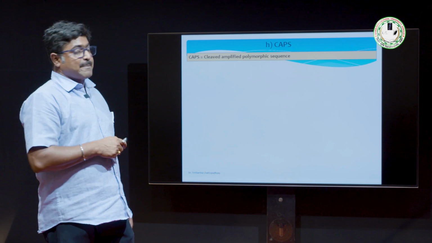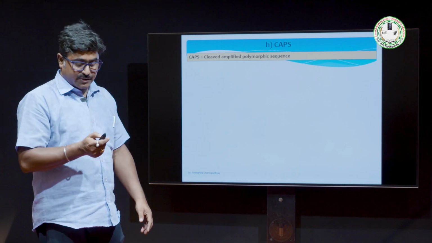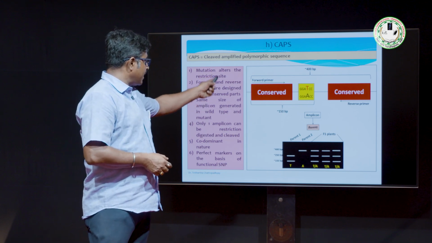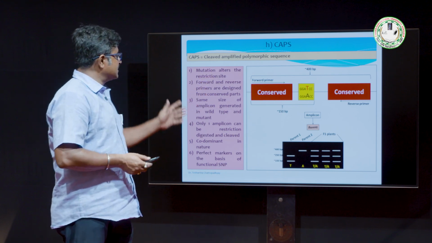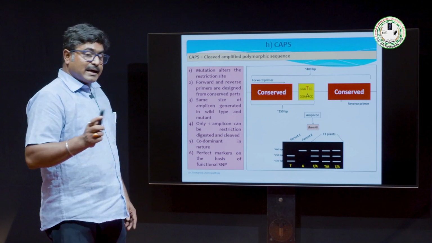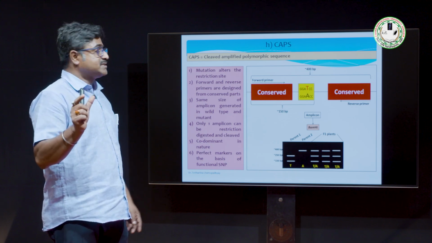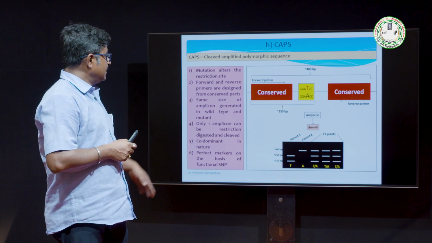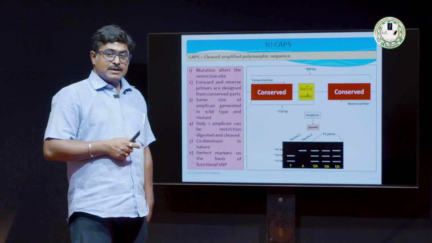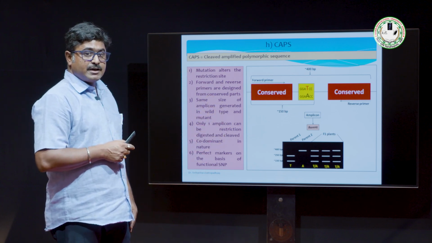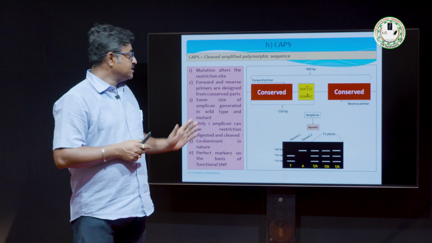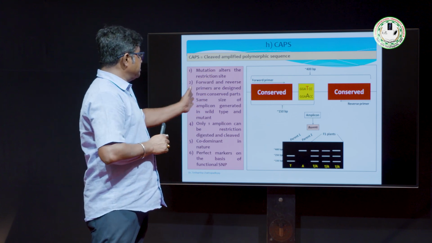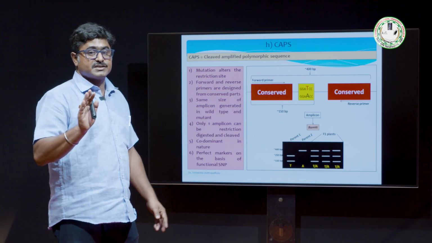The first technique is CAPS, cleaved amplified polymorphic sequence. Suppose you have a SNP T to A, right? In one variety it is T and in the second variety it is A. Now luckily this T is a part of a restriction site. Suppose the site is GGATCC, and in the second variety it becomes GGAACC. So due to this T to A change, the restriction site is also abolished. GGATCC is the restriction site for the BamHI restriction enzyme, but GGAACC is not.